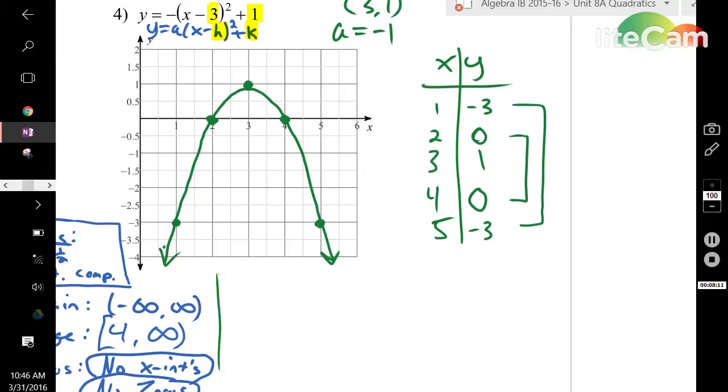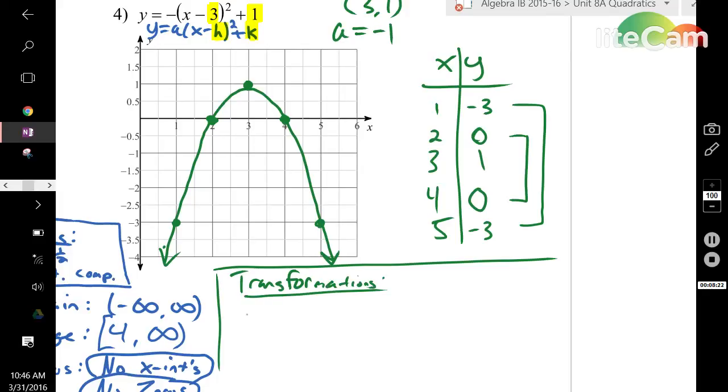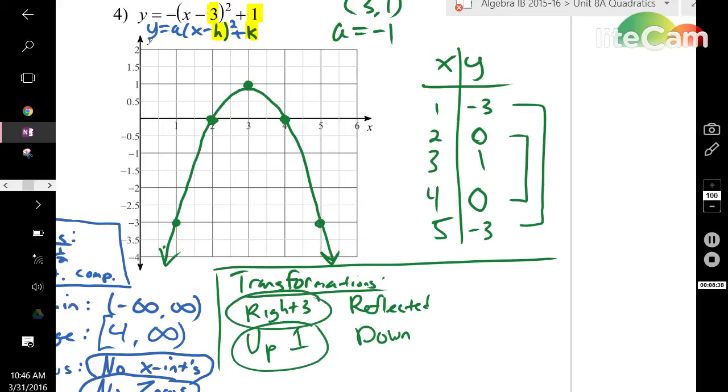So in your answers here, for transformations, it moved right 3, up 1, and it has been reflected down. So those are your 3 transformations. Domain and range and zeros.